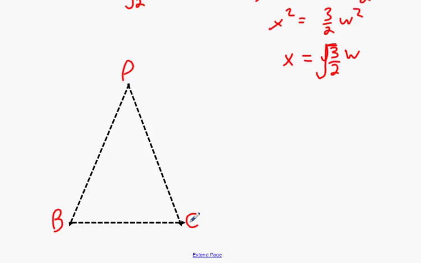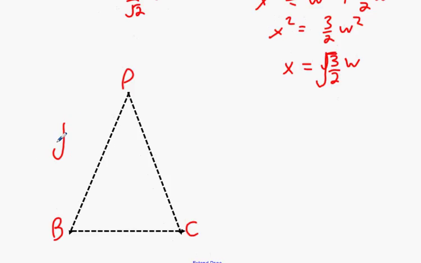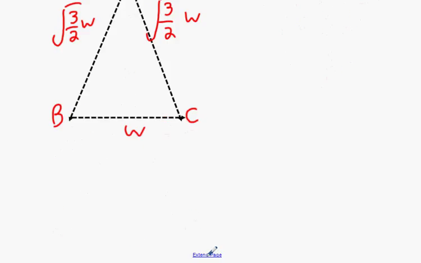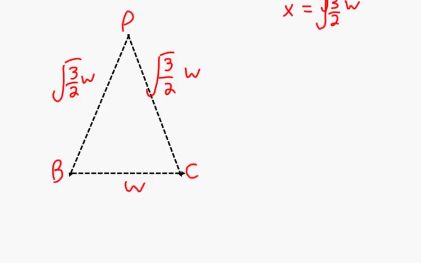Okay, what did we say P to B is again? We just got it a second ago, didn't we? Root 3 over 2 W. And B to C is W. What's my plan here? I need the area, don't I? So how am I going to find the area? I'm going to use a half AB sine C. But in order to use a half AB sine C, I could do with knowing this angle here. What rule am I going to use to find that angle?